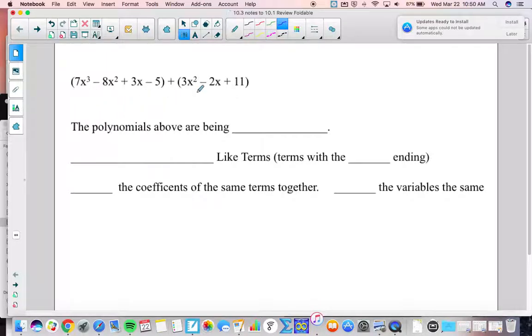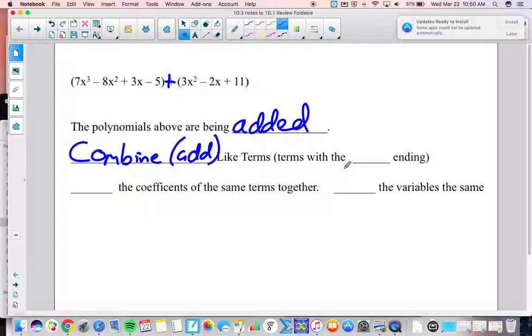So here is a problem. The polynomials are being added. Here's one polynomial. Here's another polynomial. They are being added. We're going to combine or add the like terms. Those are terms with the exact same ending. We're going to add the coefficients together and keep the variables the same as we do that.